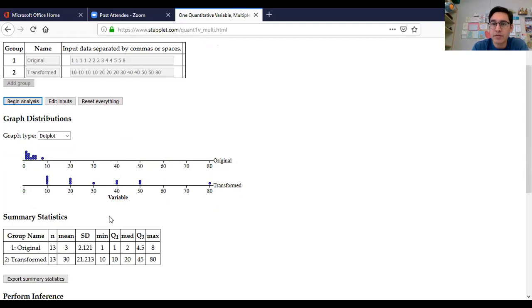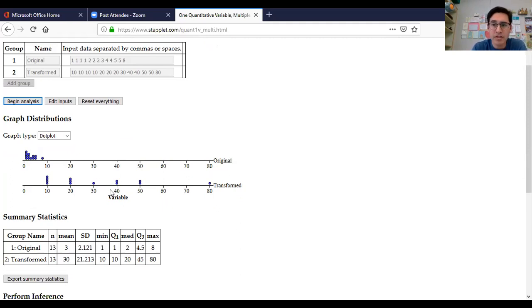Now let's look at measures of center first. The mean was 3, now it's 30. The median was 2, now it's 20. It shouldn't be that surprising that our measures of center increased by a factor of 10. They were multiplied by 10 since all the values were multiplied by 10.